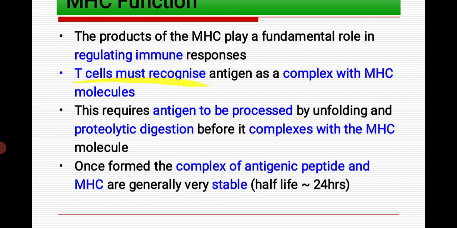T cells must recognize an antigen as a complex with an MHC molecule. For this presentation of antigen, firstly the antigen has to undergo unfolding and proteolytic digestion before it complexes with an MHC molecule. Once the complex of a glycoprotein MHC molecule and a peptide antigen is formed on the cell surface or cell membrane, it remains stable for some time. It has a half-life of approximately 24 hours.